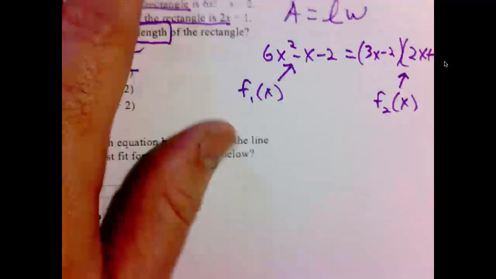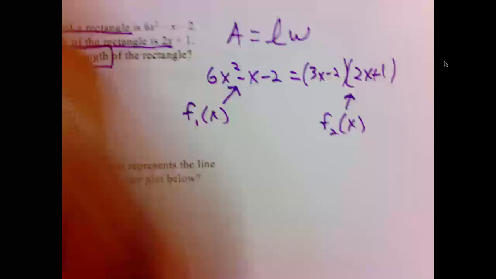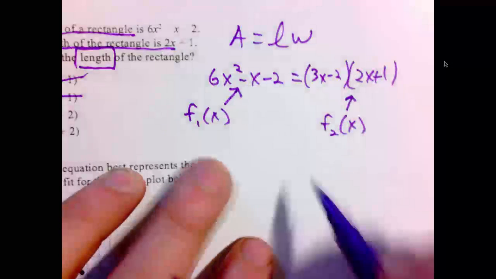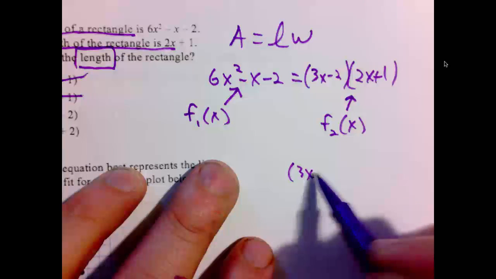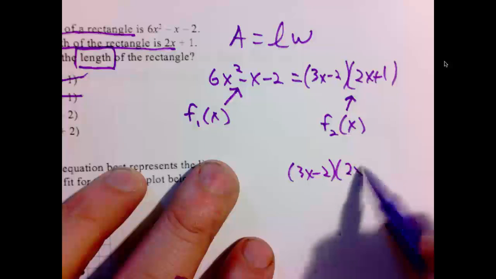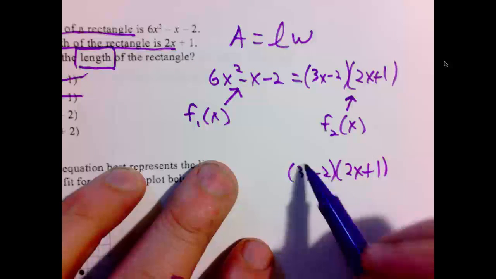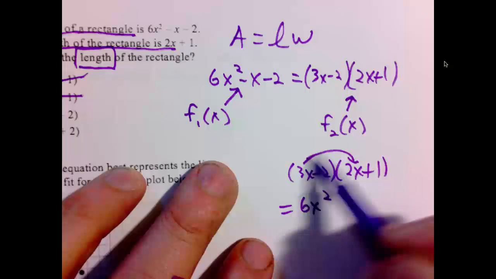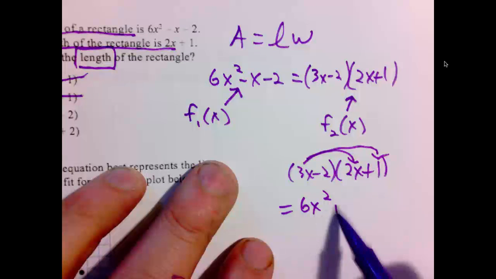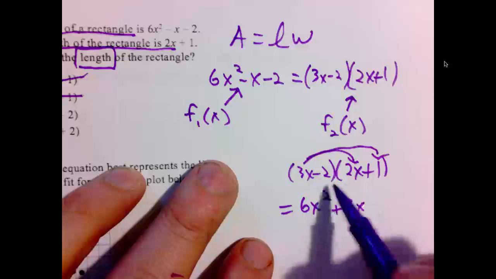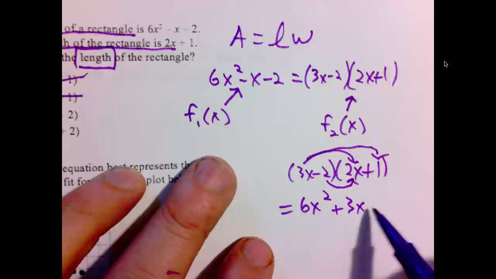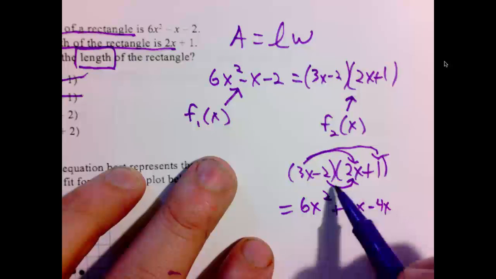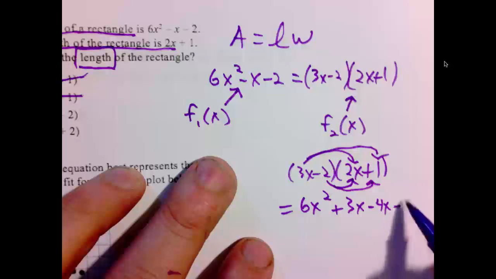Okay. I'm going to distribute to verify that this is indeed equal to this. Distributing 3x subtract 2, 2x plus 1. Alright. 3x times 2x is a 6x squared. 3x times 1 is a plus 3x. Negative 2 times x is a minus 4x. Negative 2 times plus 1 is a minus 2.